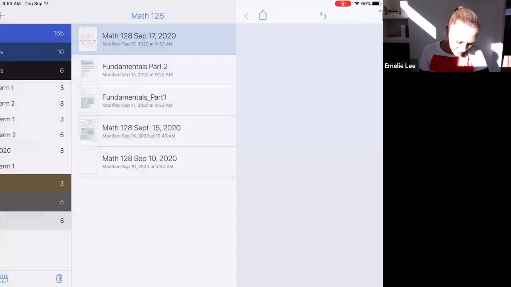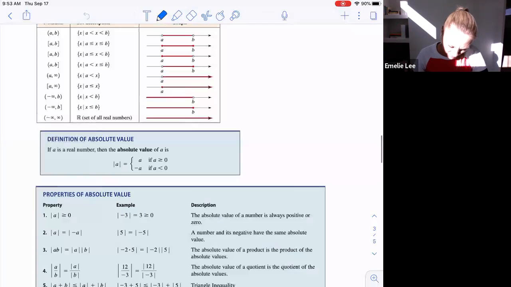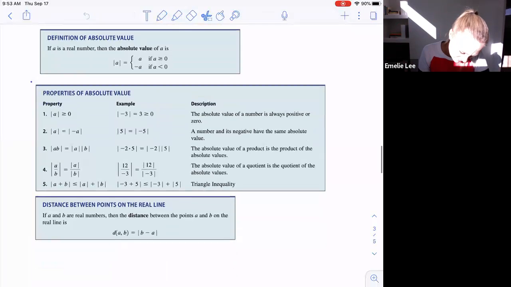So there are some properties of the absolute value that you've got on your handout here.